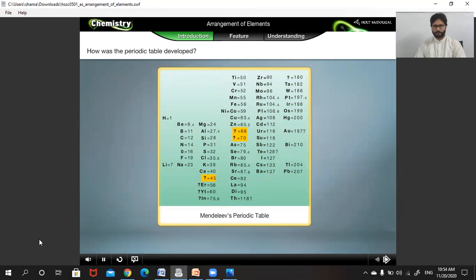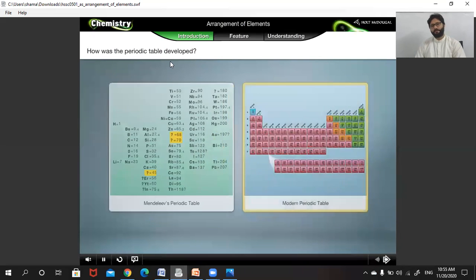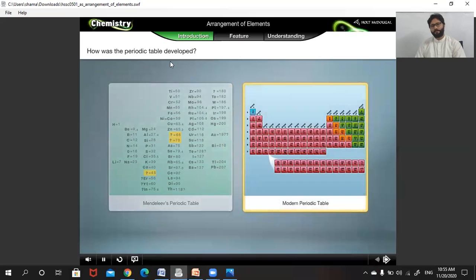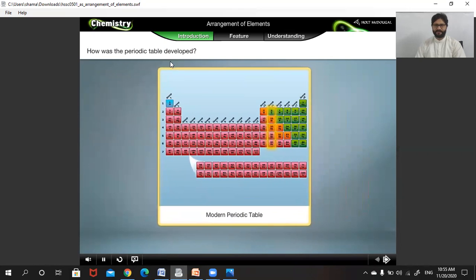Notice that his table had some blanks. Did these missing elements exist? Mendeleev thought so, and he was right. He predicted the properties of the undiscovered elements that later filled these spaces. Today's periodic table looks different, but it is based on Mendeleev's work and the table he developed. One main difference is that elements with similar properties are grouped in the same column instead of the same row.